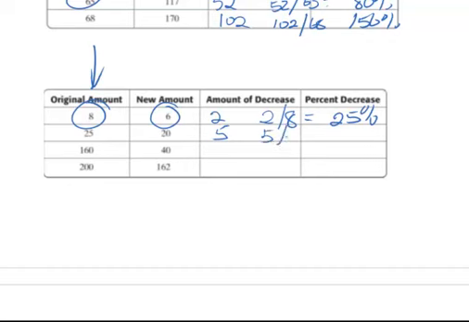The next one I have here, from 25 to 20, it went down by 5. So I take my number 5, divide it by 25. That should give me 0.2. As a percent, that's 20%.